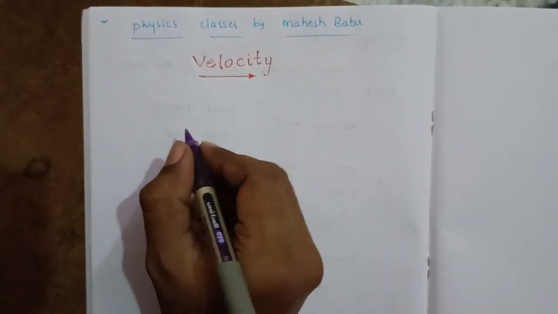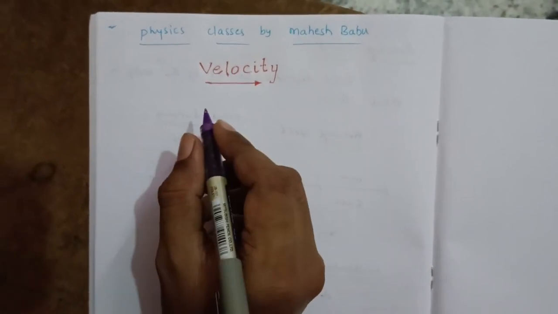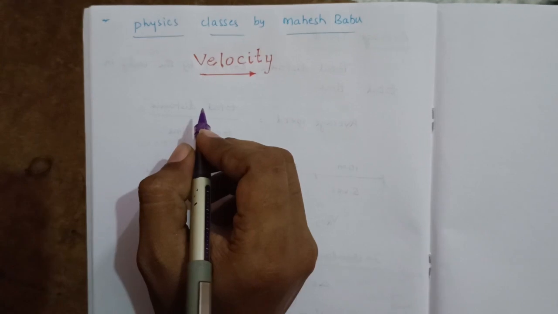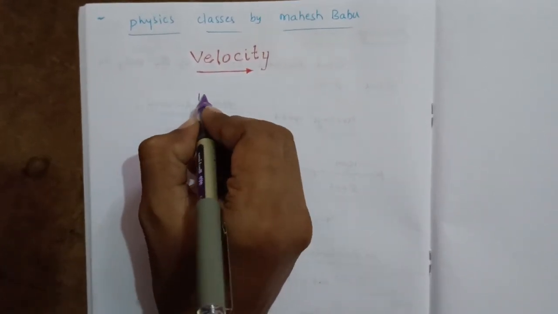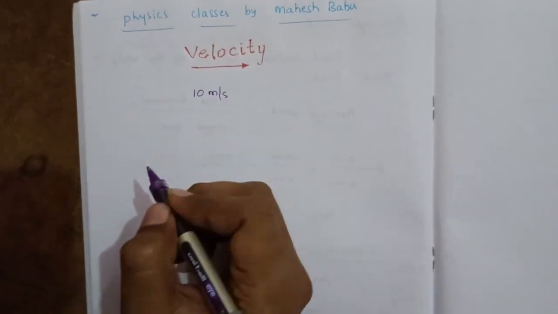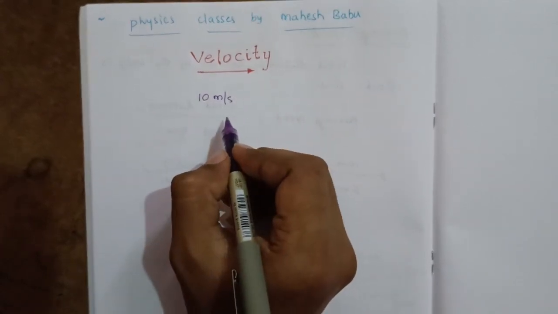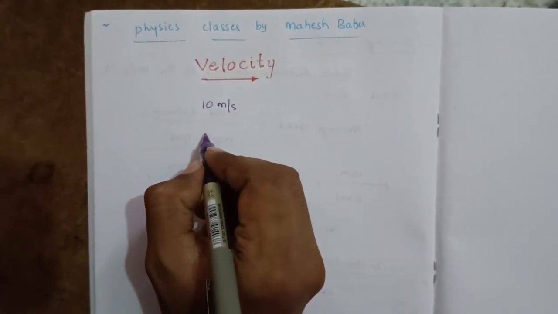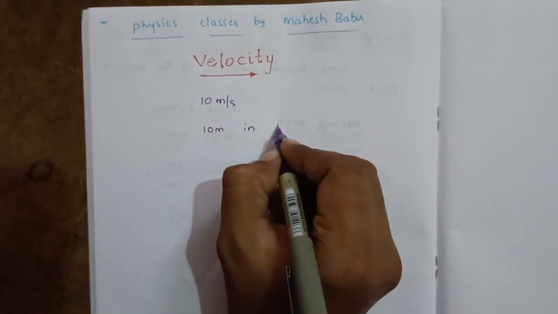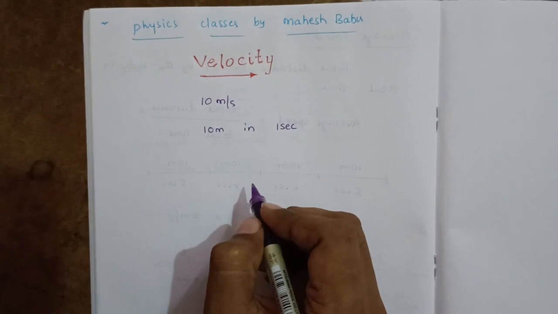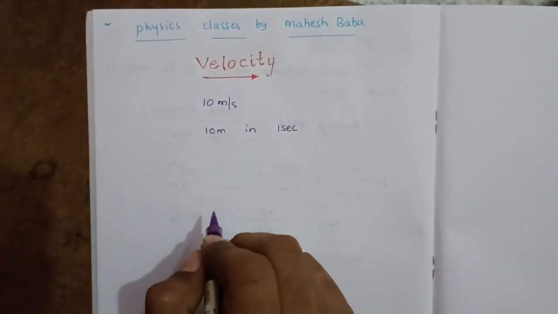Before entering into the topic, in the previous class we discussed speed. Now if a vehicle, for example a car, is moving with 10 meter per second, it is very clear that the car is moving 10 meters in 1 second. For 1 second the car is moving 10 meters.